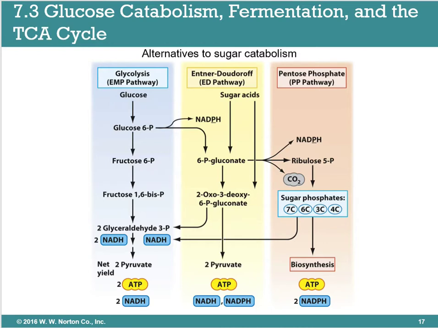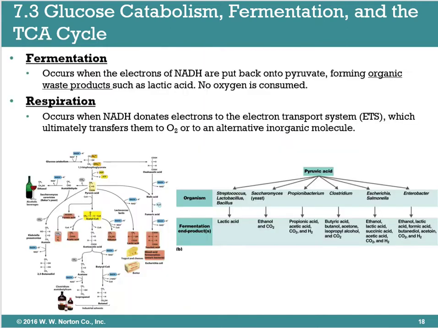Okay, now that's glycolysis. Now, if they can't do glycolysis, then they do something called fermentation. Fermentation will occur whenever electrons of NADH are put back into the pyruvate, so it kind of just cycles back. Then they form an organic waste product called lactic acid. Also, with fermentation, no oxygen is consumed, so that means it's an anaerobic environment.